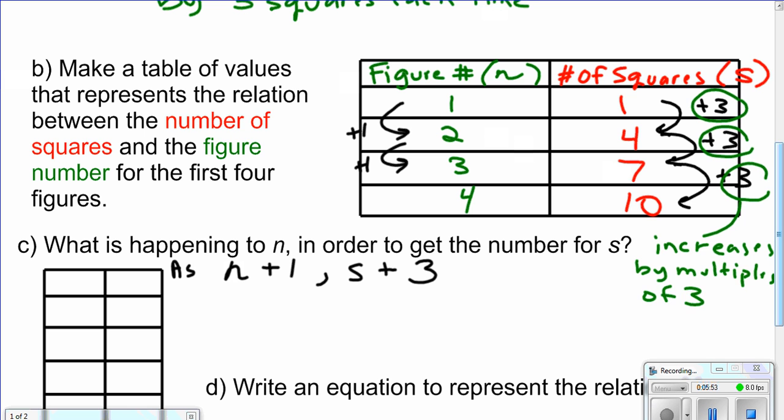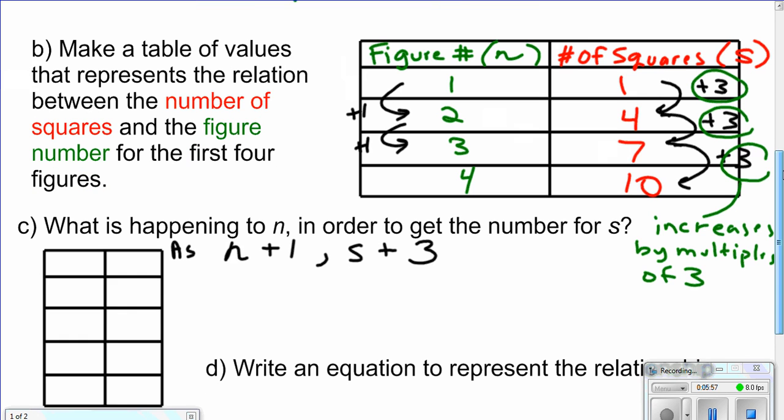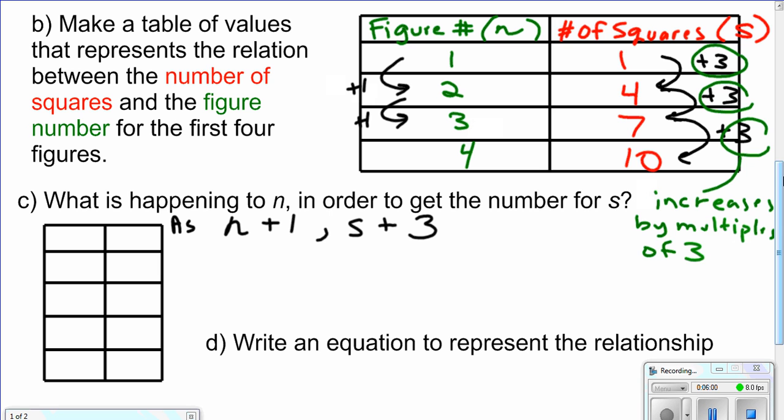And an easier way of saying multiples of 3 is times 3. So the figure number is being times by 3, okay? So we're going 3 times the figure number. And then, in order to go from 3 to 1, so if we go 1 is 3, in order to get it down to 1 square, we're going to have to take away 2.